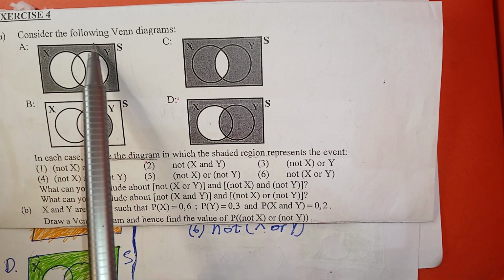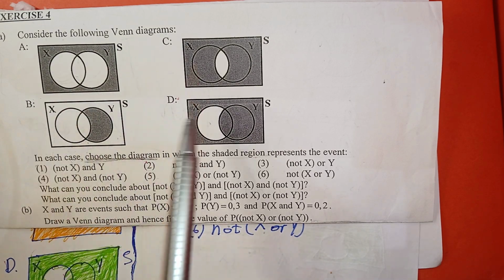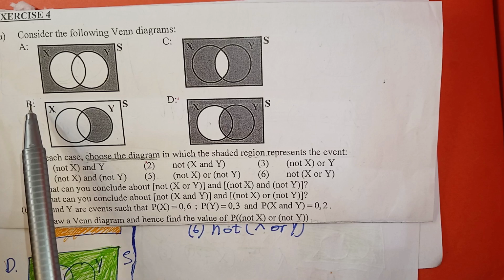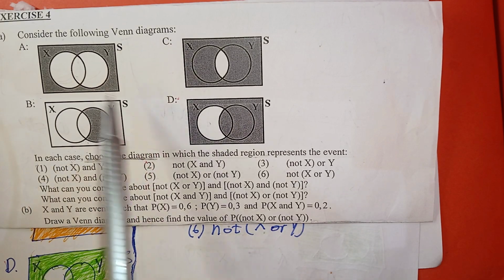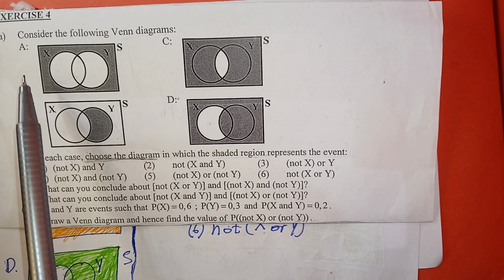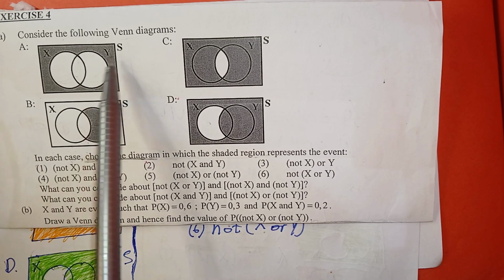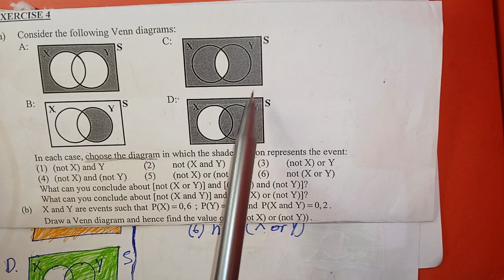In this video, I want to show you this type of question from probability, which says: consider the following Venn diagrams. These are the Venn diagrams A, B, C, D. You can see they have shaded parts, and you've got event X and event Y. This one is the sample space.